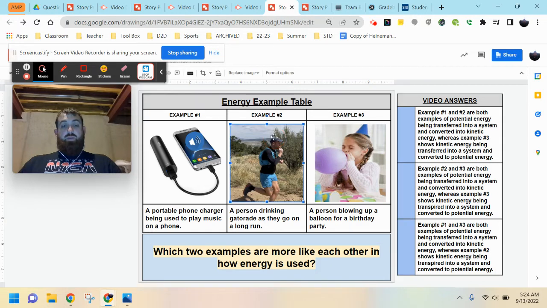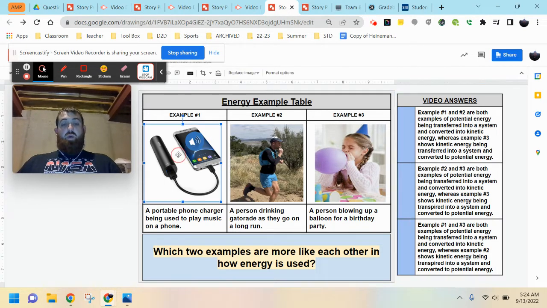Option 2 says example 2 and 3 are both examples of potential energy being transferred into a system and converted into kinetic energy, whereas 3 shows kinetic energy being transferred into a system and converted to potential energy.